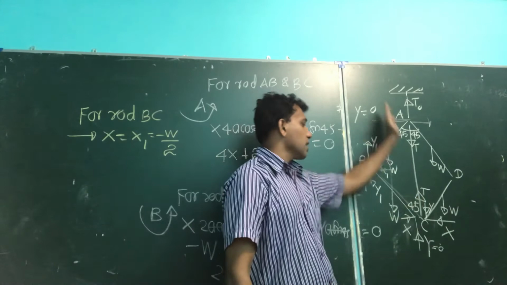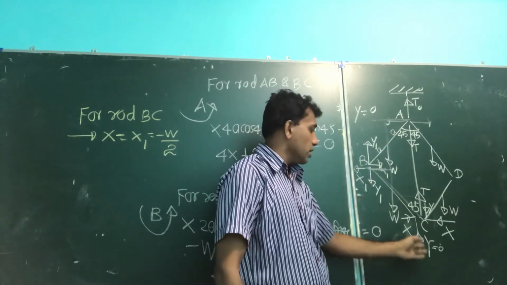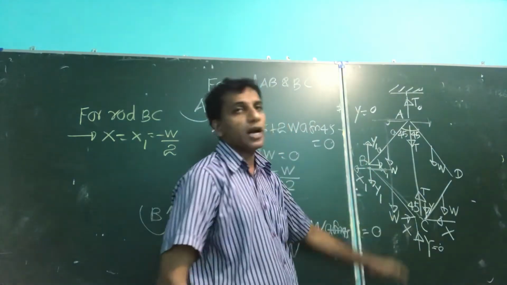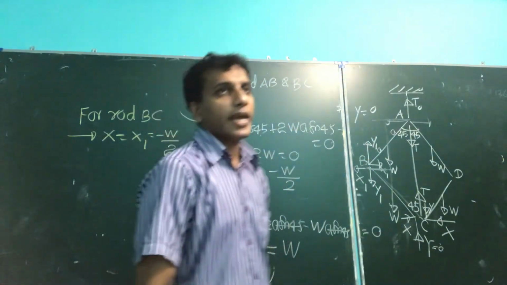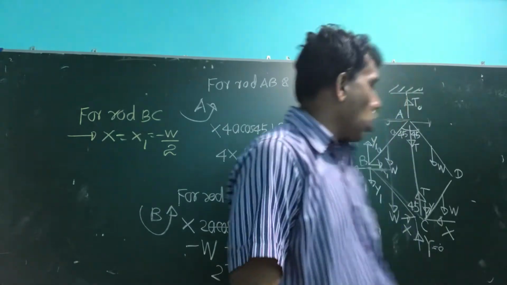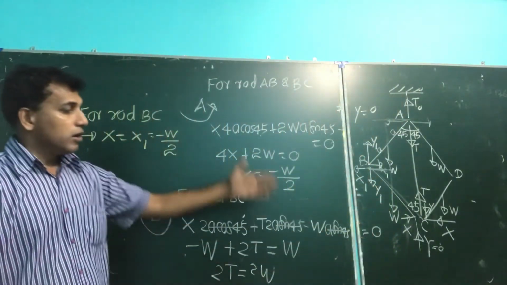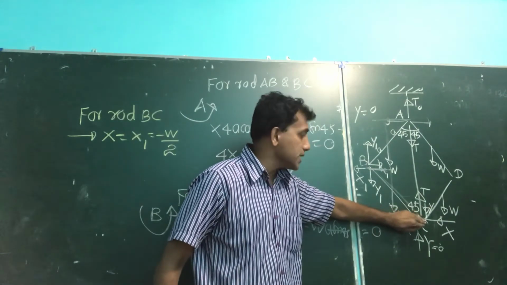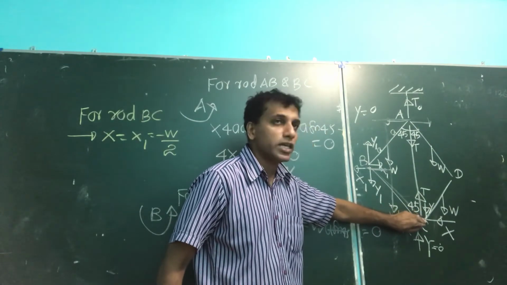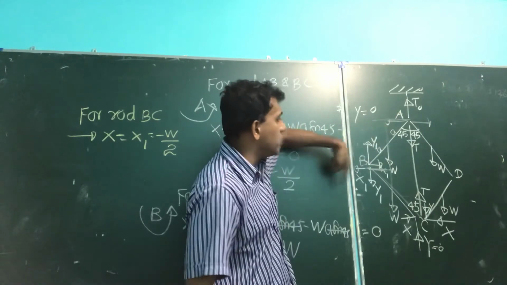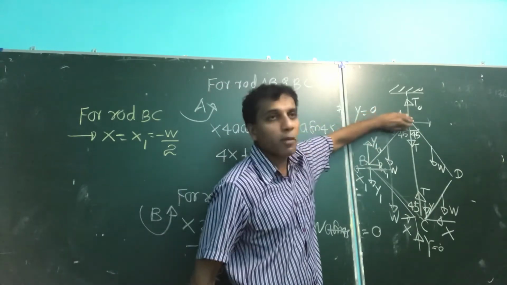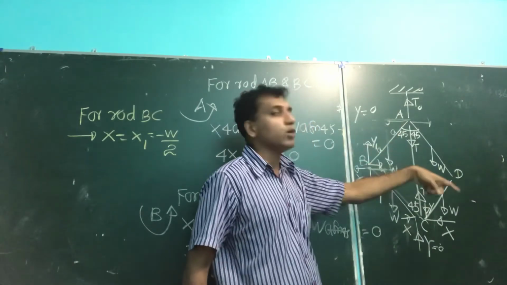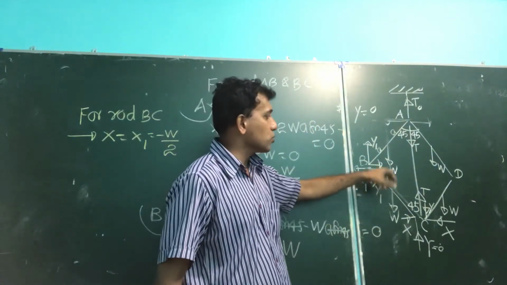Now resolve vertically. Here Y0, T, Y1 and W are available. Otherwise take moments for rod BC about C, or otherwise for rod AB take moments about A. Then X1 is available, Y1 is available, and you can find the answer. You know X1, you can find Y1.